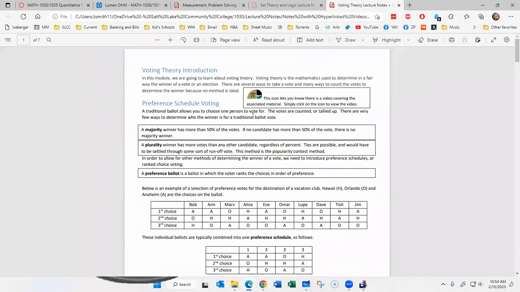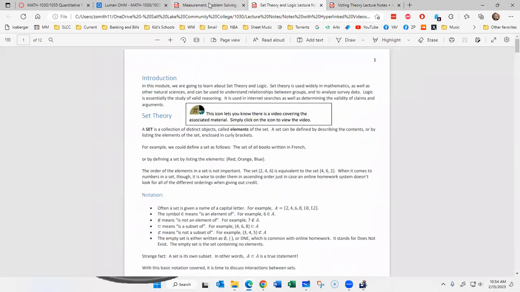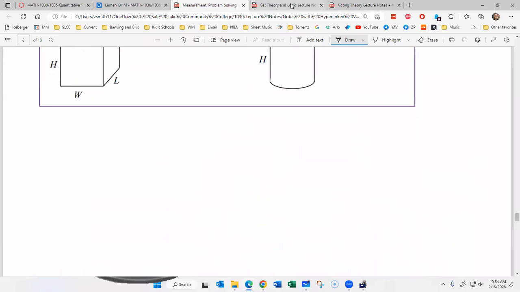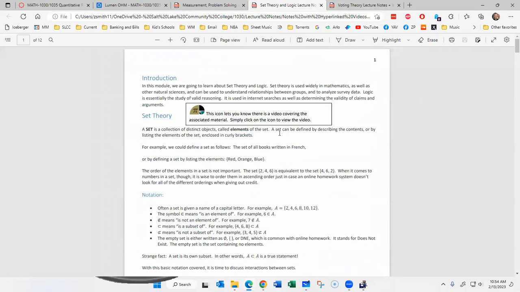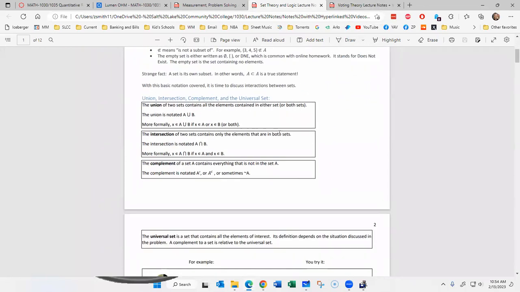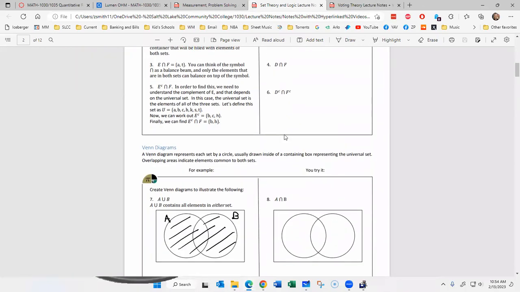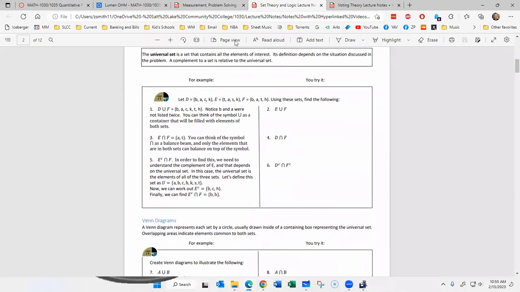Now, I don't know about you, but I think the voting theory is probably the easiest. And set theory and logic and measurement, I spent most of the time in measurement because I know that causes students a lot of troubles. But the set theory and logic, I really want to point out that it's not as hard as people make it. So I'm jumping to set theory logic now.